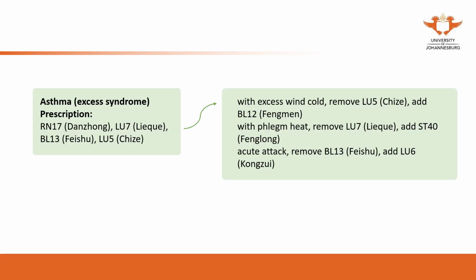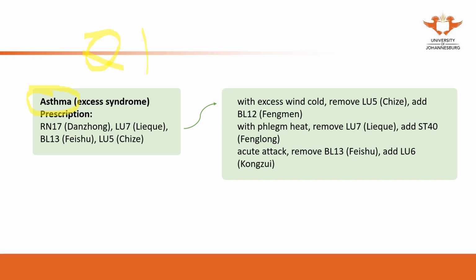For example, a patient suffers from asthma, an excess syndrome. You can prescribe Ren 17, Lung 7, Bladder 13, Lung 5. The reason for Ren 17 is the local points. This is also asthma. The patient suffers from tachypnea, difficulty breathing, something related to qi.